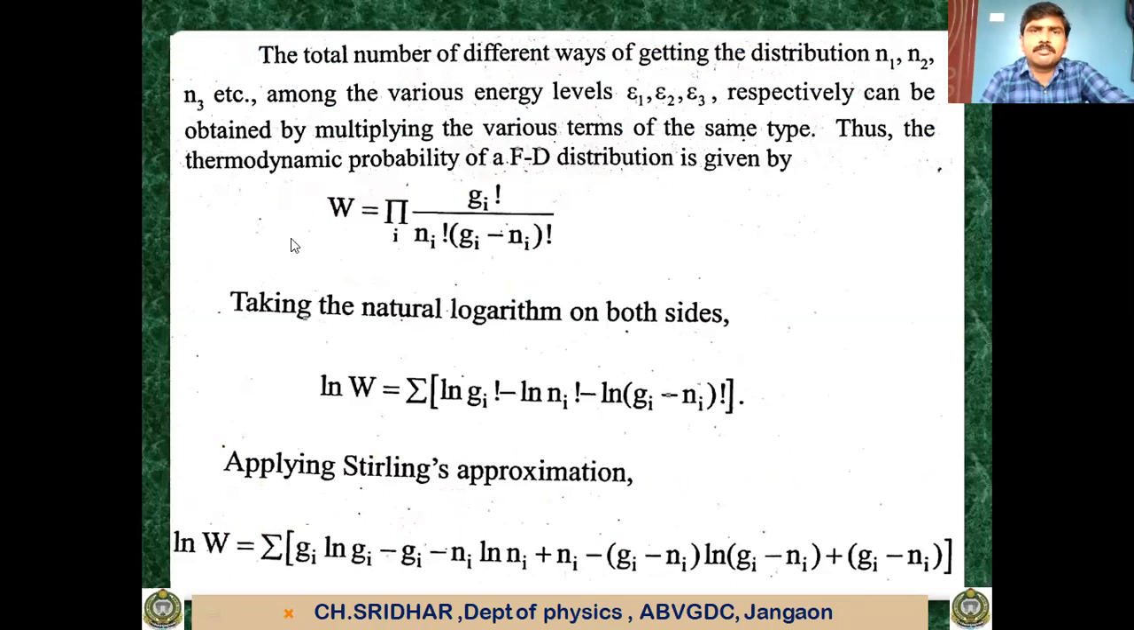And the total number of ways of getting the distribution N1, N2, N3, and so on among the various energy levels E1, E2, E3, and so on respectively can be obtained by multiplying the various terms of the same type. Thus the thermodynamic probability of the distribution is given by W is equal to the product over i of Gi factorial divided by Ni factorial into Gi minus Ni factorial.